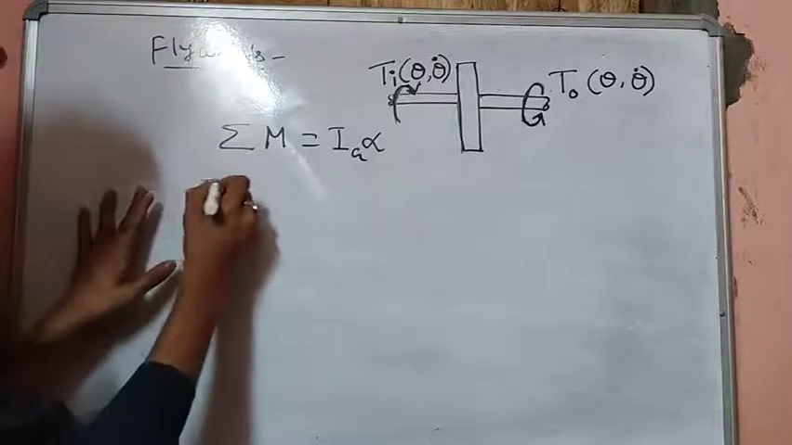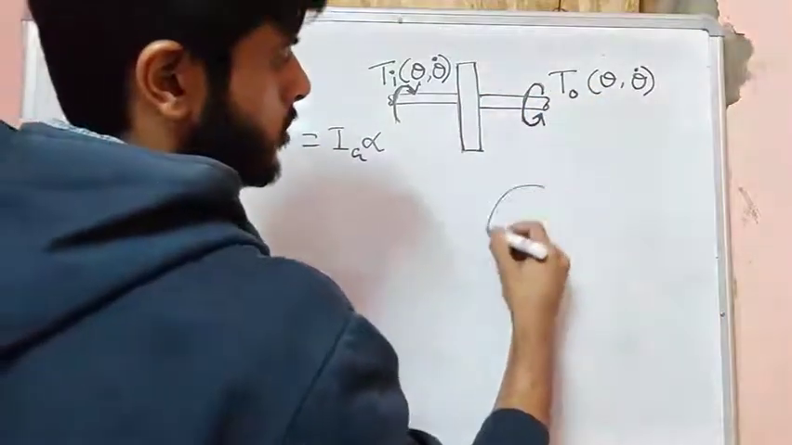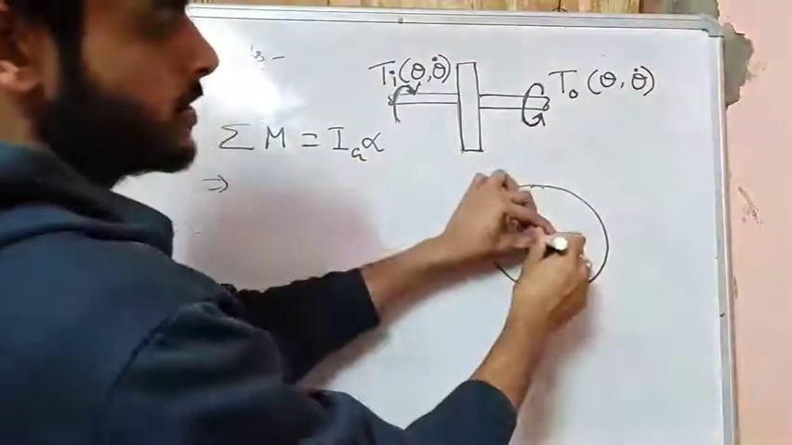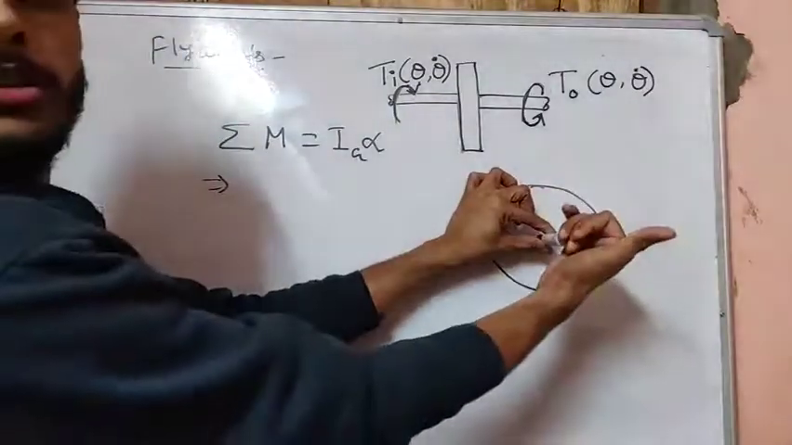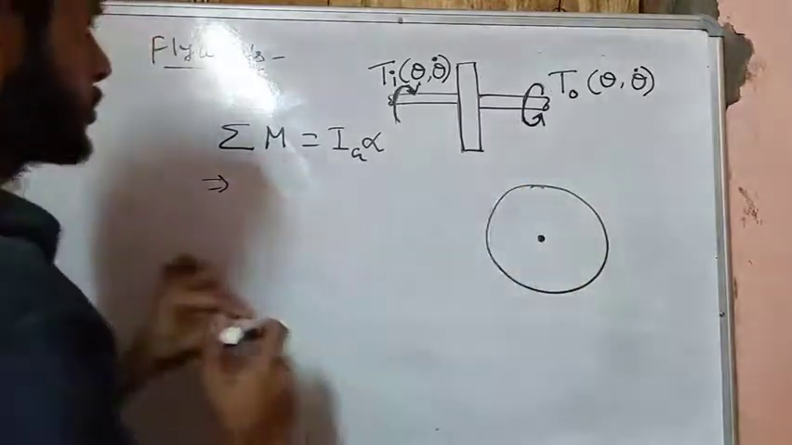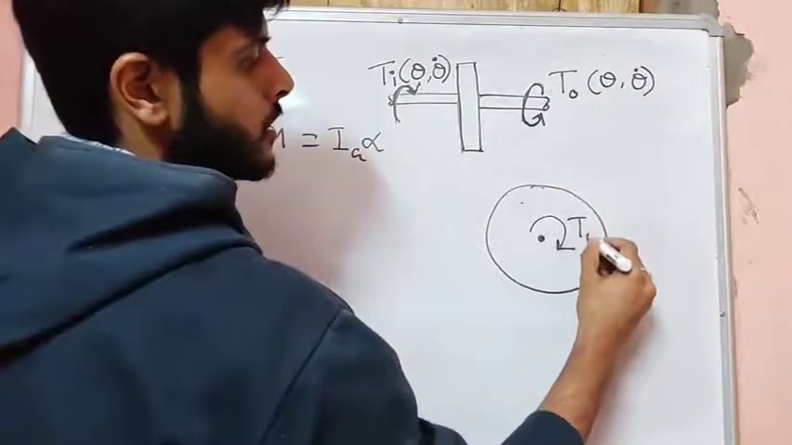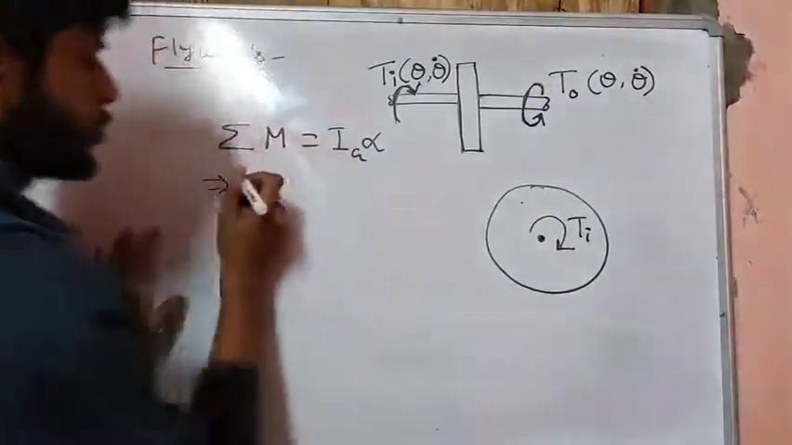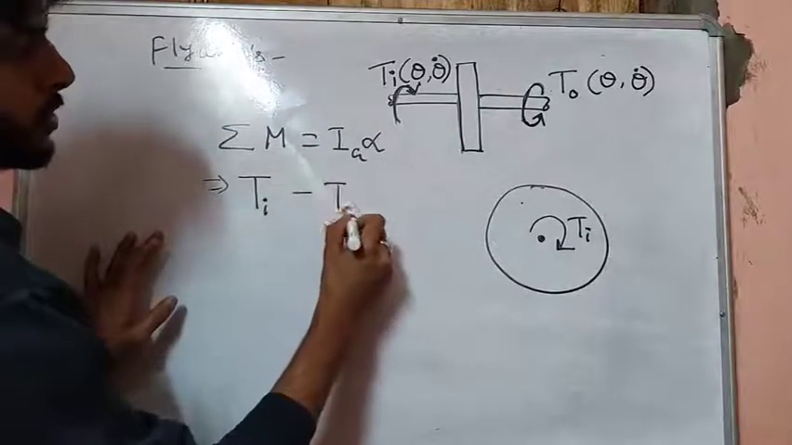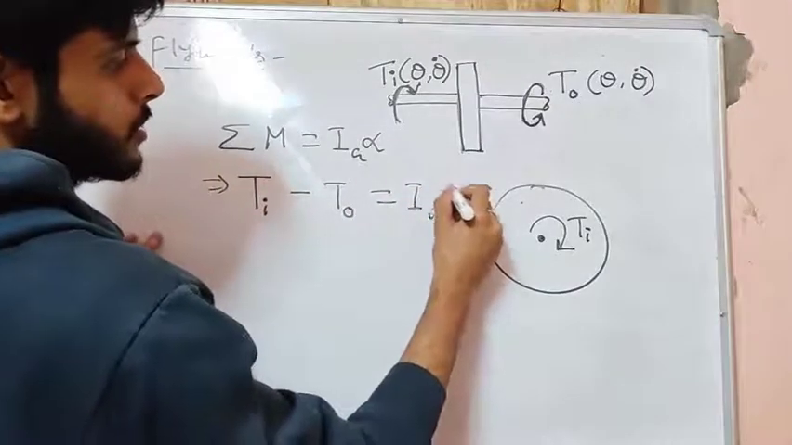So net moment, if we look from this side, the flywheel will be like this, and this is the flywheel shaft. Let's say this is our resisting torque. So the net moment acting on the shaft is Ti in this direction, the input torque, minus the output torque. This should be equal to Ig times theta double dot.